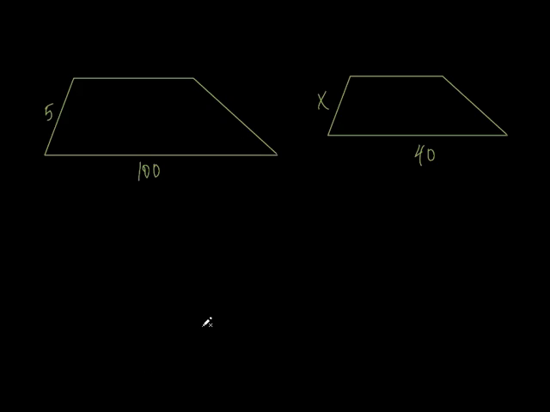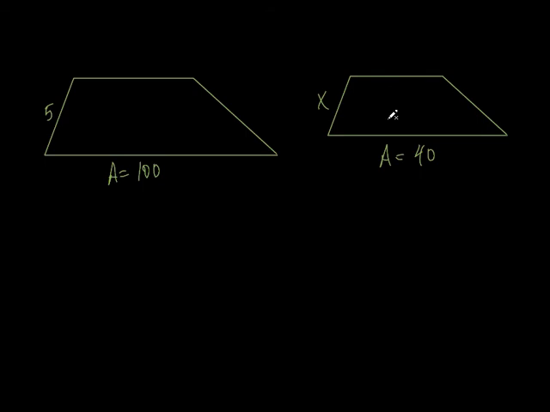Alright, let's do another. Number 17. Let's take a look at this. This is kind of the same thing, except we're not solving for the area. By the way, this is area equals 100, and this is area equals 40. They're not the lengths of the sides. The area of this trapezoid and the area of this trapezoid.